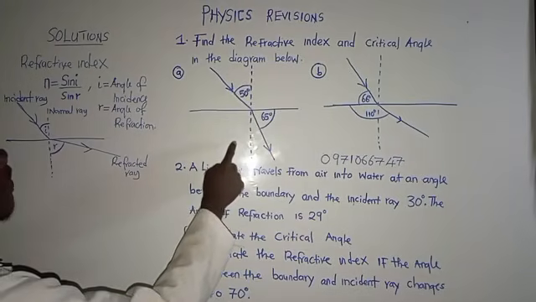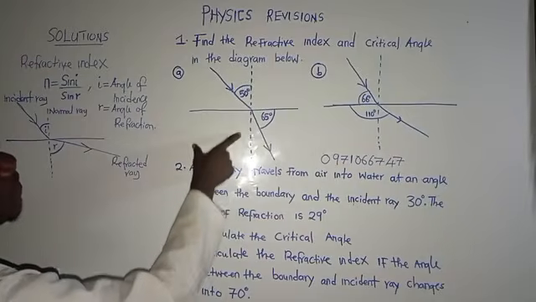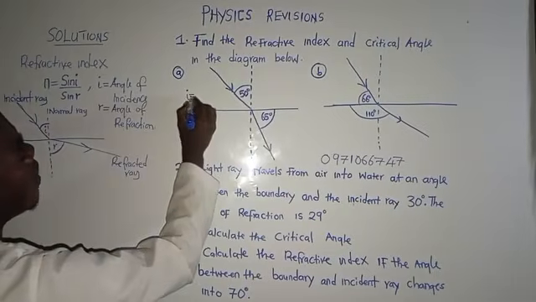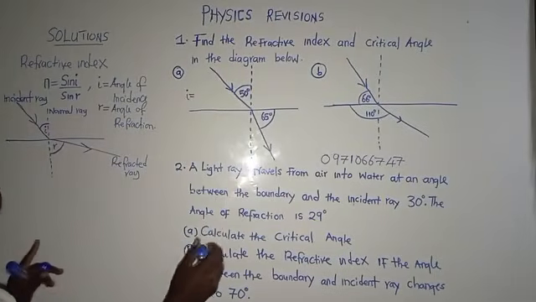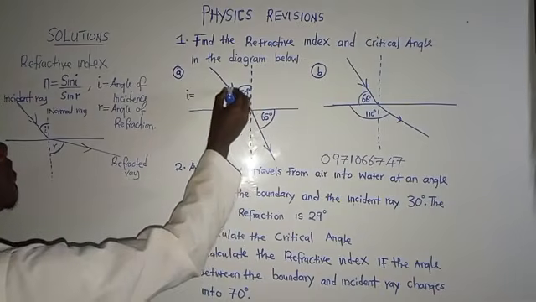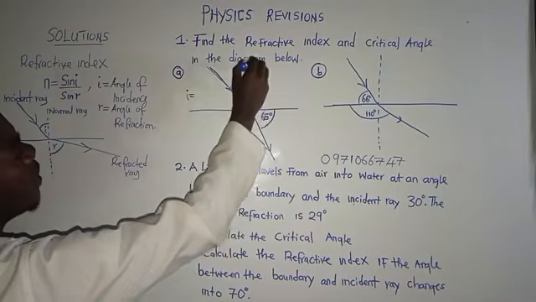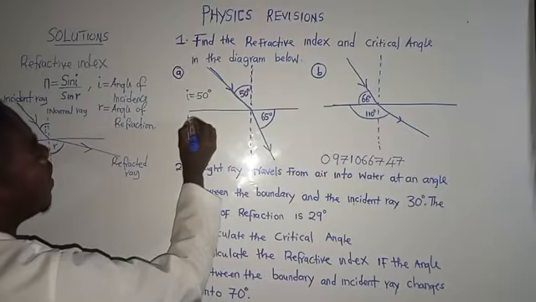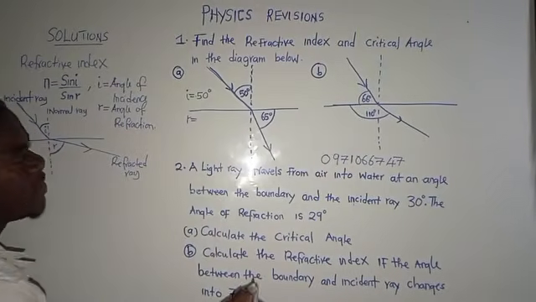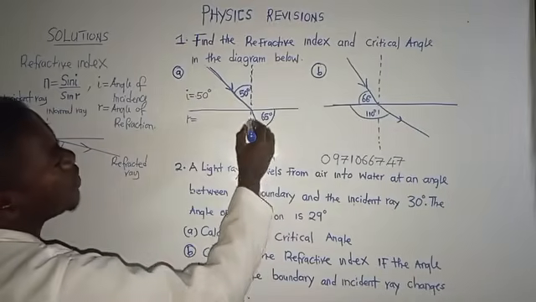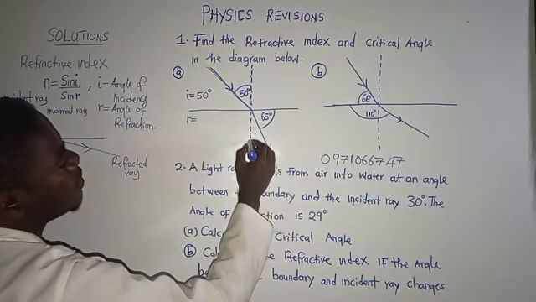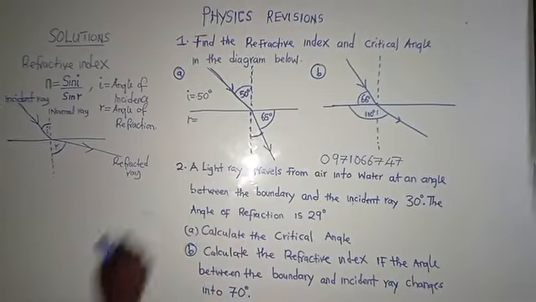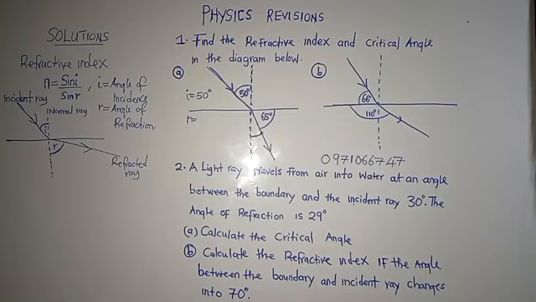Let us start with A. As you look at this question, what is the angle of incidence? The angle of incidence is between the incident ray, this one here, and the normal ray. We are given that it is 50 degrees. What about the angle of refraction? The angle of refraction is between the normal ray, this one here, and the refracted ray. Are we given it? No, we are not given.